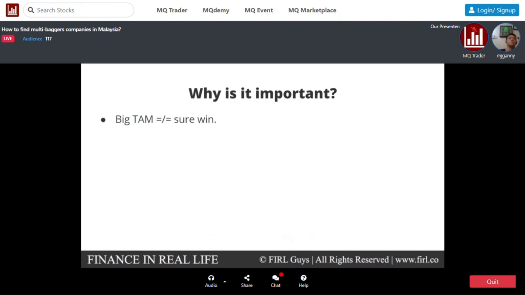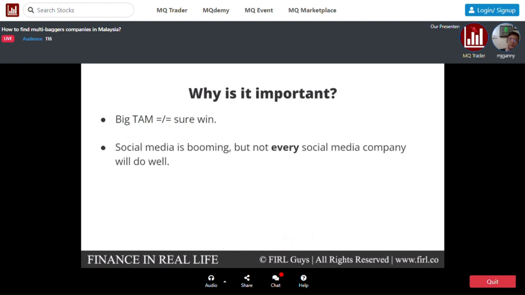So why is moat important? Moat is important because just because a company has a big TAM doesn't mean that it's going to be a winner, all right? The classic example is social media. A lot of social media apps out there, people trying to start. We have all heard of MySpace, Friendster in the past, but we know that there's one big winner, which is Facebook, Instagram, right? Of course, now you have TikTok. But not every social media company is going to win. And this is also true for any other industry, whether it's electric vehicles, renewable energy, solar panels, whatever it is. Solar panels is growing, but who is going to be the big winner? That's a lot more difficult to figure out than, let's say, telco companies, right?